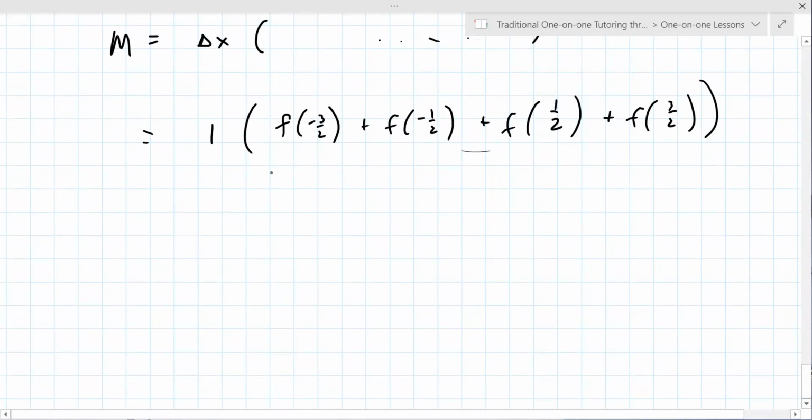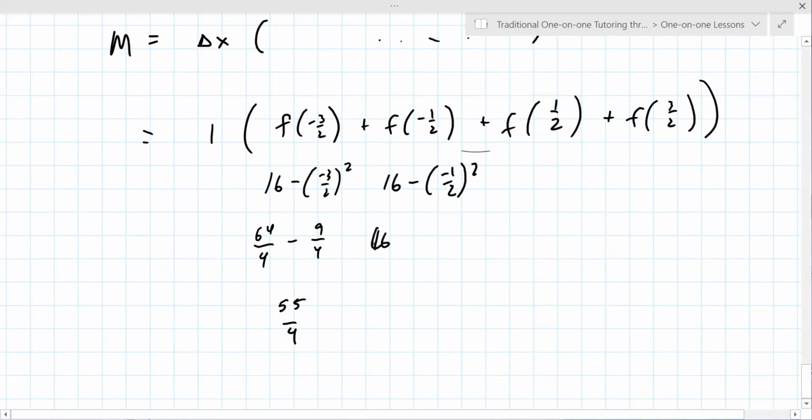So it's 16 minus -3/2 squared. So it's 9/4. Yes. So 16 minus 9/4 gives you 55/4. And then again, 16 minus -1/2 squared, 64/4 minus 1/4, 63/4. Yikes. Yeah, it looks bad, but you can actually do all this.